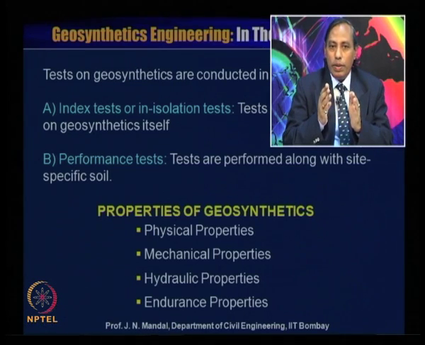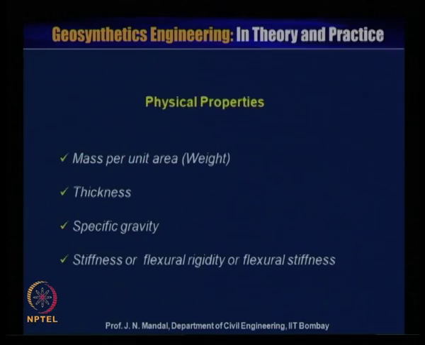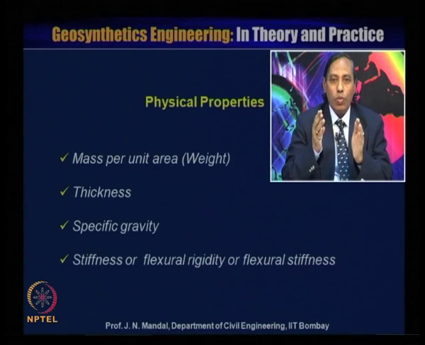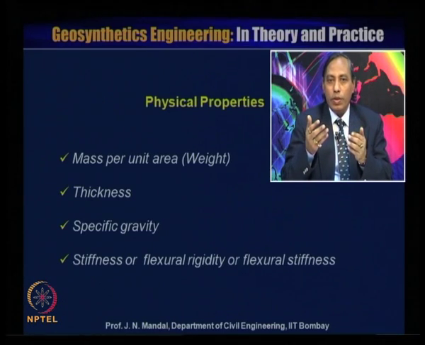Now we will discuss the properties of geosynthetics: their physical properties, mechanical properties, hydraulic properties, and endurance properties. So we will discuss the different types of geosynthetic material. It may be geotextile, woven or non-woven, it may be geogrid, it may be geomembrane, it may be geosynthetic clay liner, it may be geocell, and we will teach you about their different properties.